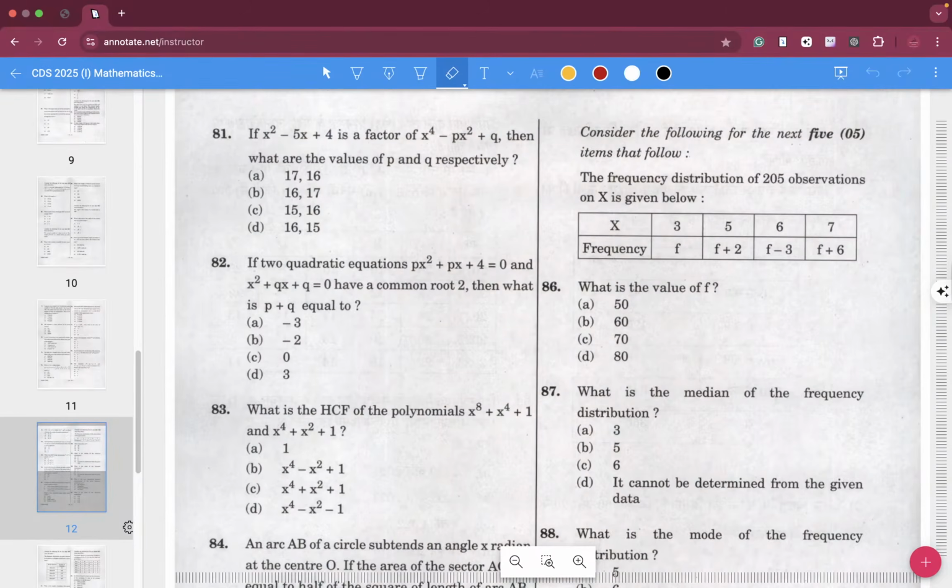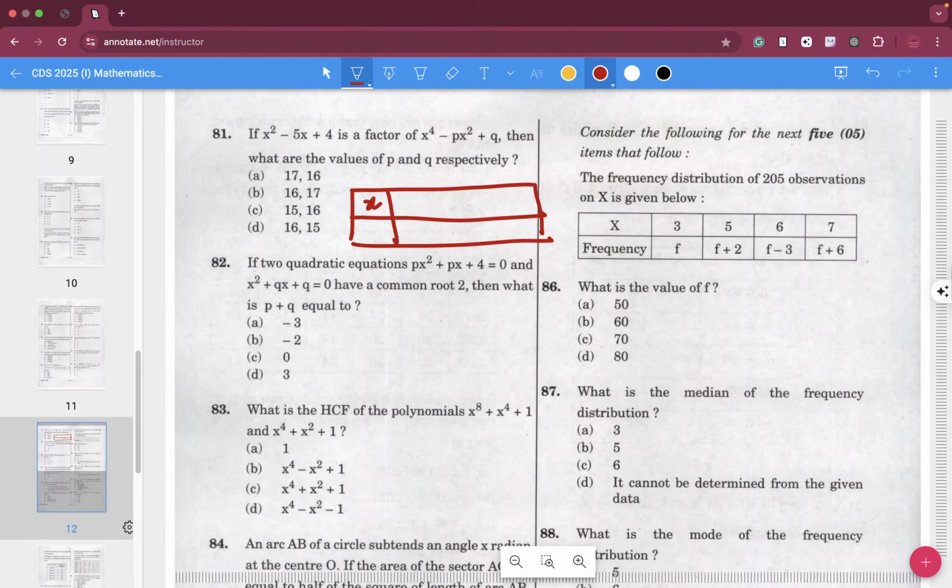So they are saying the frequency distribution of 205 observations is given below. Can we just redraw this? If we redraw this, we have something like this. This is your x, this is your frequency. This is 3, this is 5, this is 6 and this is 7. Obviously the frequency distribution of 205 observations means this plus this plus this plus this should be equal to 205.